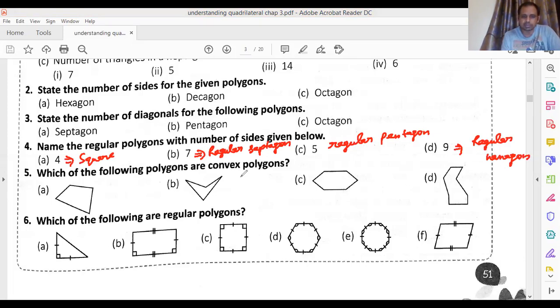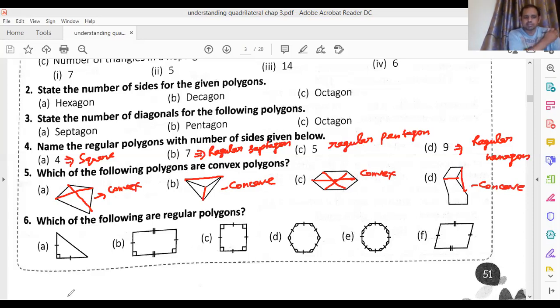Now, which of the following is a convex polygon? As we have discussed about convex and concave polygons, if the diagonals intersect inside the figure, see, if we join these opposite vertices, the diagonals will meet inside. That means this is a convex quadrilateral. And if we join the opposite vertices here, the diagonals will not meet. Therefore, it is concave. Here, if we join the diagonals this way, the diagonals will meet inside. Therefore, it is convex. And here, the diagonals will not meet inside. Therefore, it is concave.